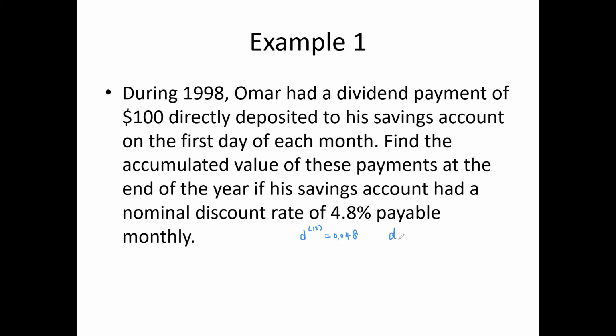So d sub 12, that's the monthly effective discount rate. It's 0.048 divided by 12. But we need j, its effective interest rate monthly. That's d over 1 minus d.